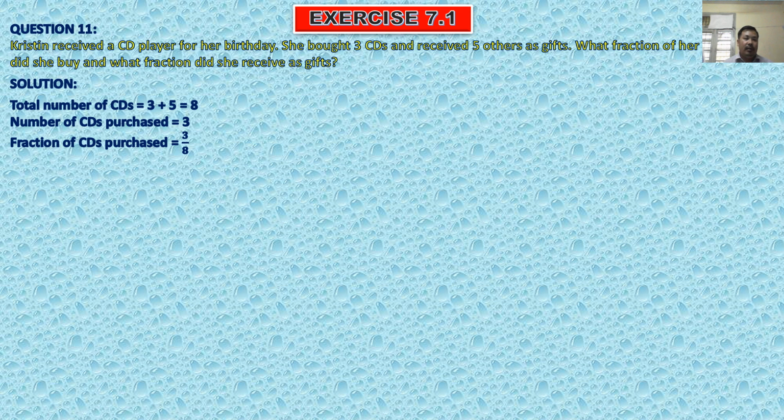Next, the number of CDs that she received as a gift will be 5, isn't it? And then the fraction will be 5 by 8. Once again, the number of CDs she received was 5, and the fraction will be 5 out of 8. So 5 by 8 is the fraction to represent the number of CDs received as a gift on her birthday. So this is the answer for question number 11, and with this we have the end part of today's session.